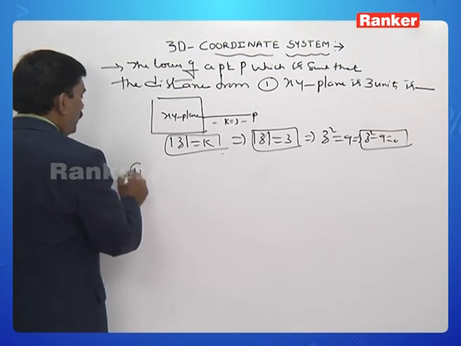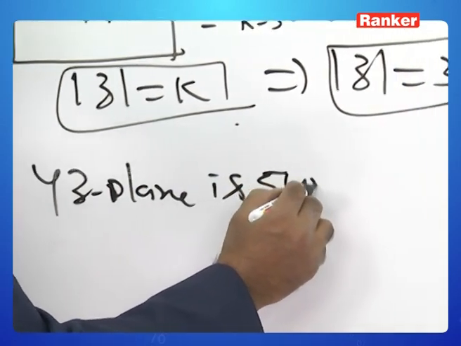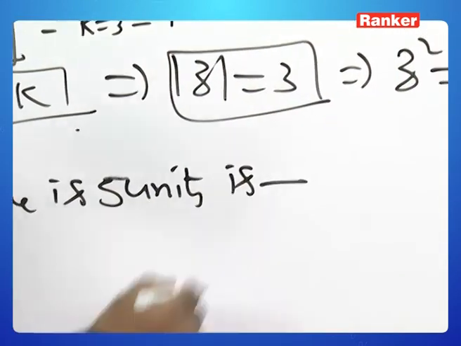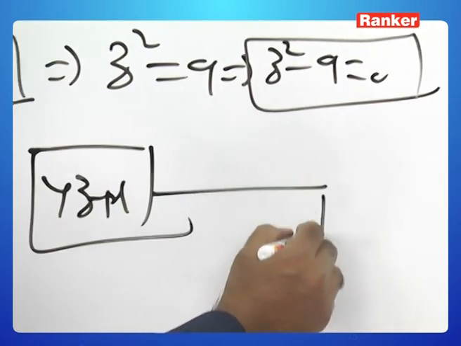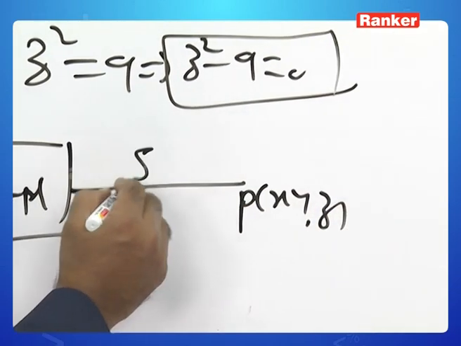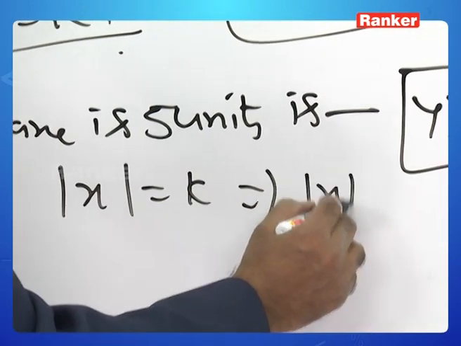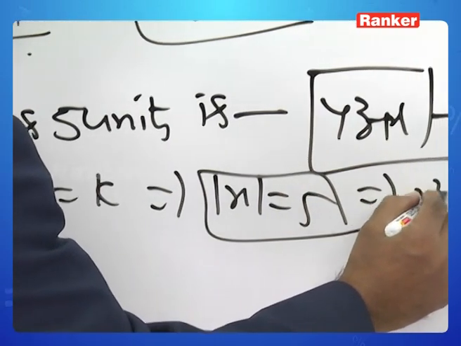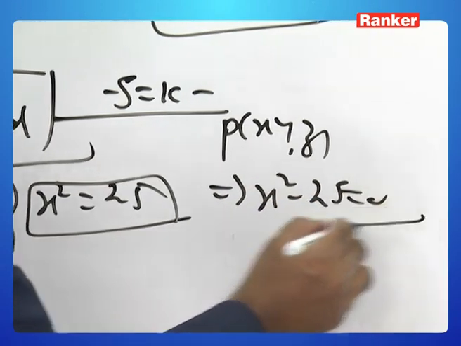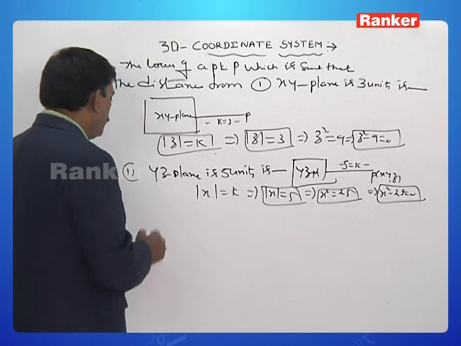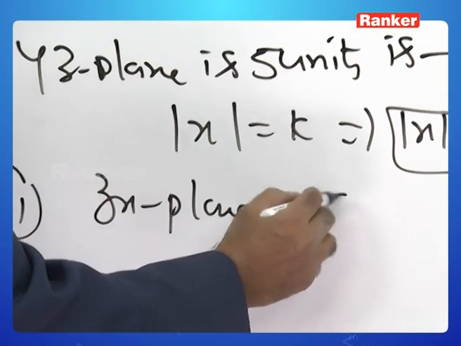If I go for the second one, the yz plane is 5 units. This is the yz plane, which is at a distance of 5 units or k units. So yz plane means mod x is equal to k. Therefore mod x is equal to 5, which implies x square is equal to 25. So therefore x square minus 25 is equal to 0, right? Then the third one is the zx plane is 9 units.